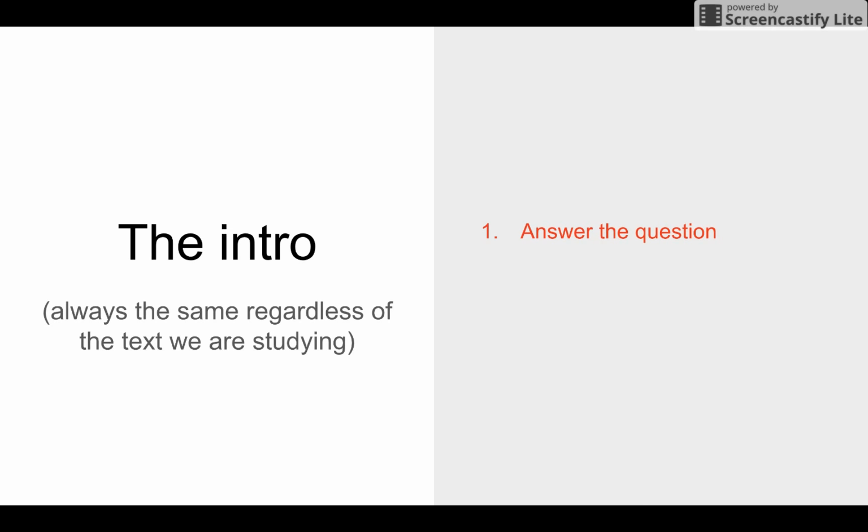So the first thing is to answer the question. When I say answer the question, I mean in a very general, basic term. What this does is it signposts what the rest of your essay is going to be about.